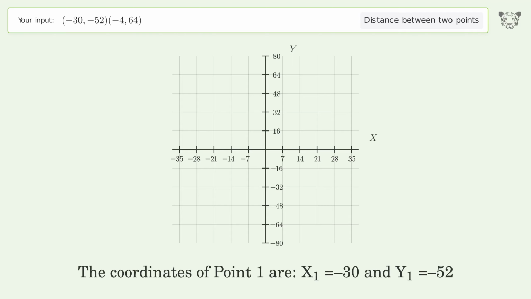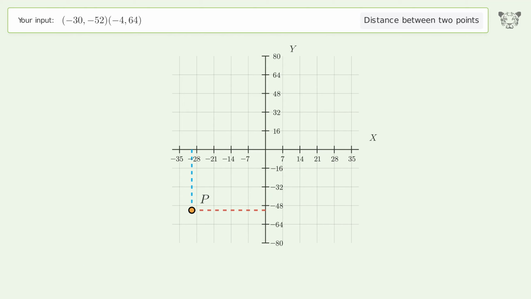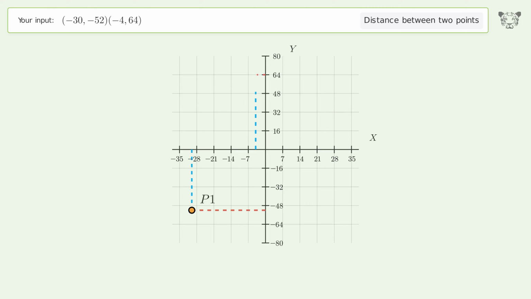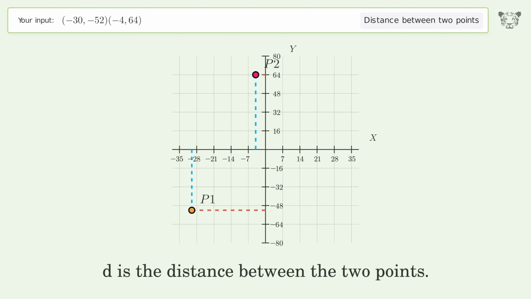The coordinates of point 1 are x1 equals -30 and y1 equals -52. The coordinates of point 2 are x2 equals -4 and y2 equals 64. D is the distance between the 2 points.